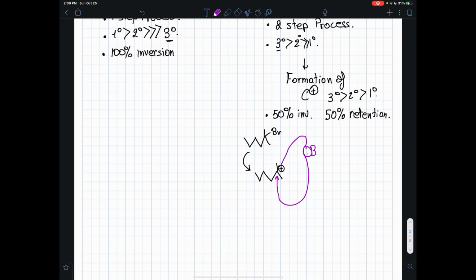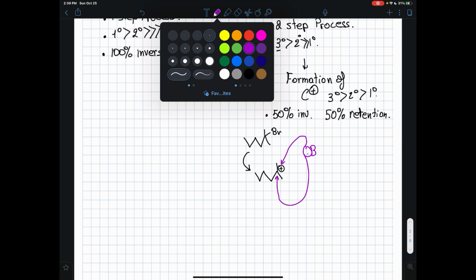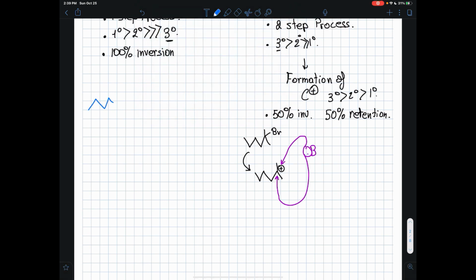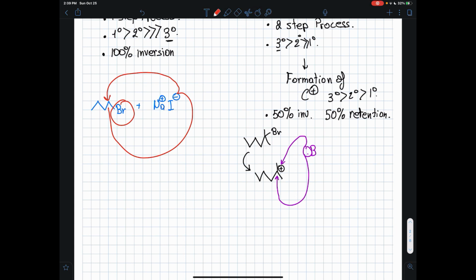Now when we're doing SN2, let's pretend we have something like that, and let's pretend we have NaI here. So what's going to happen is this iodine can only come and attack from the top and kick off the Br. It cannot come from the bottom because the Br is big and it's going to create too much steric hindrance for it to attack from the bottom, and that's why there's 100% inversion in SN2. So this is a big no-no, and the Br is going to leave here.